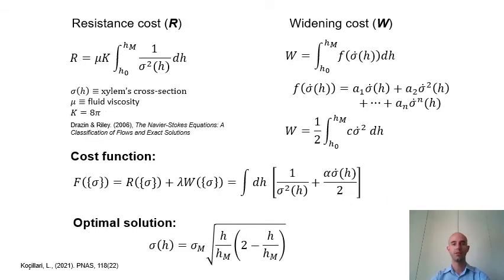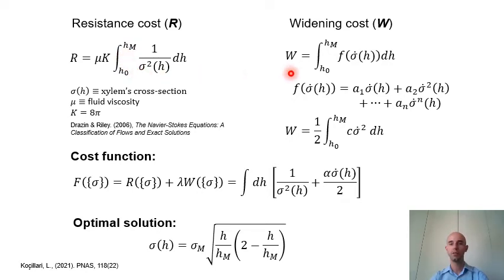So the resistance cost can be given by the following formula, which is valid for generic pipes of circular cross-sections. Mu corresponds to the fluid viscosity, K to some constant related to the circular cross-section, and the total resistance cost can be estimated after integrating the infinitesimal elements of infinitesimal pipes with length dh and width 1 over sigma squared, and integrating from h0, which is the nearest distance from the stem tip, until the base of the tree.